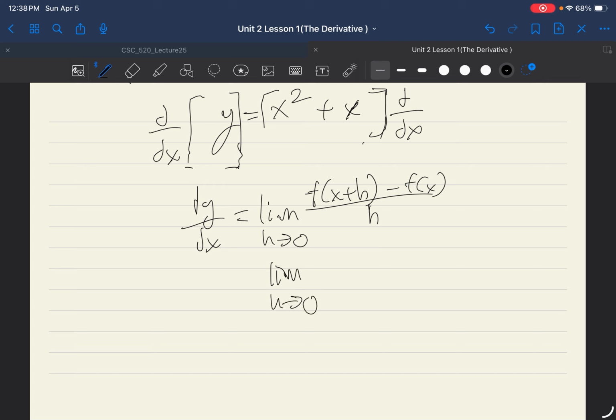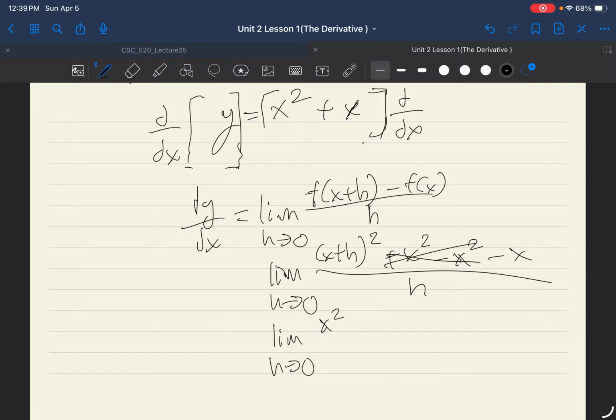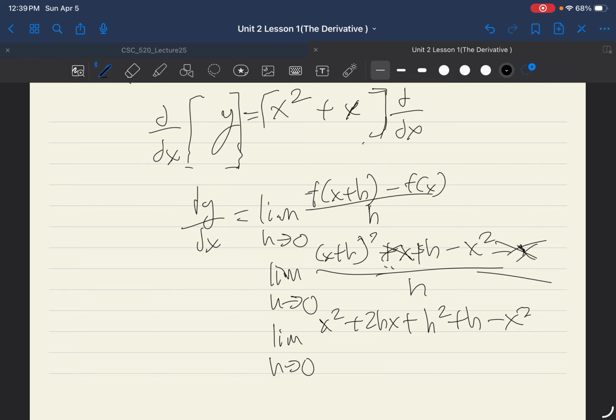So that means x plus h squared plus x squared minus x squared minus x, over h, meaning these two cancel out. Then you get the limit, and as h approaches 0, x squared plus 2hx. Oh, I definitely did this wrong. My apologies. This should be x plus h squared plus x plus h minus x squared minus x. Meaning you can cancel this out, you can cancel this out. And then that's going to be equal to x plus h squared plus h minus x squared over h. You can cancel those out.